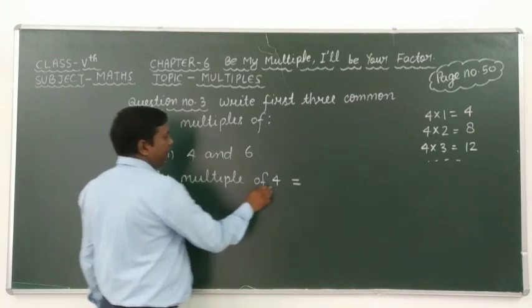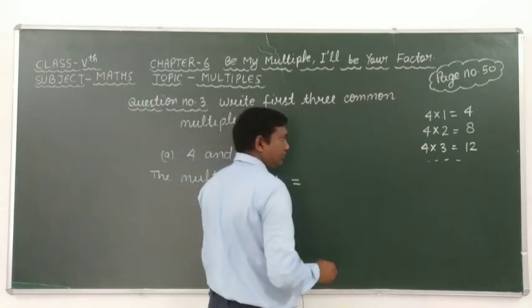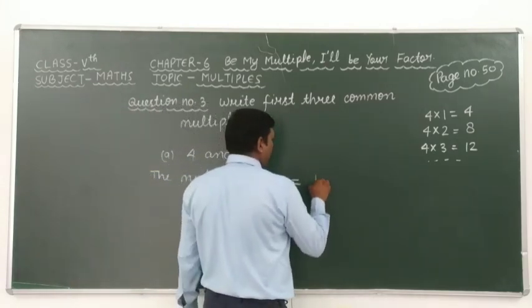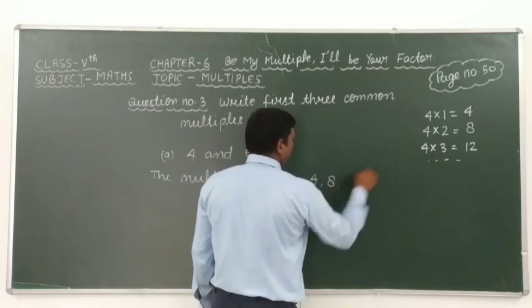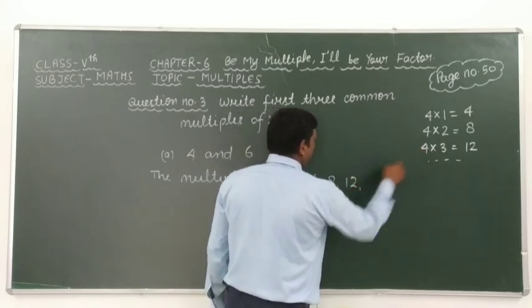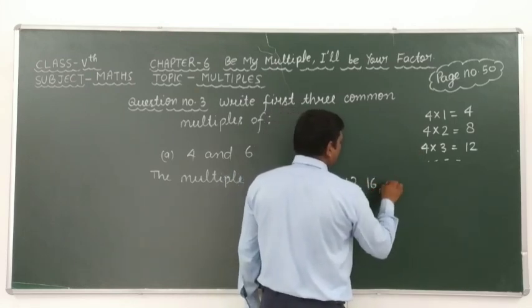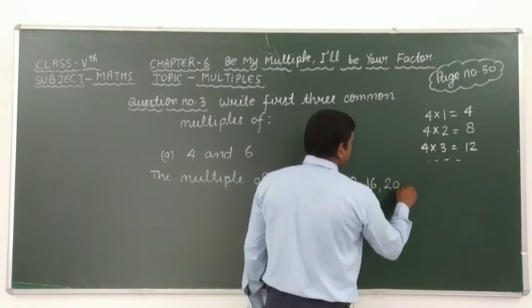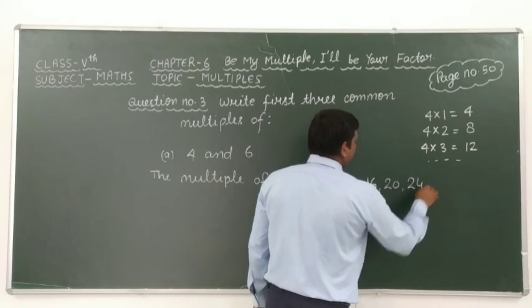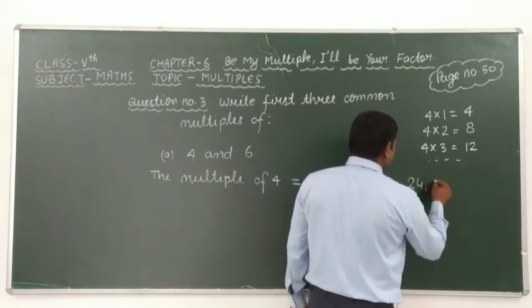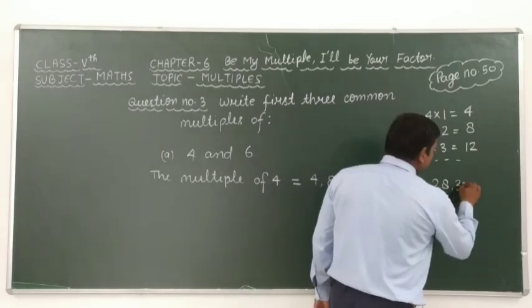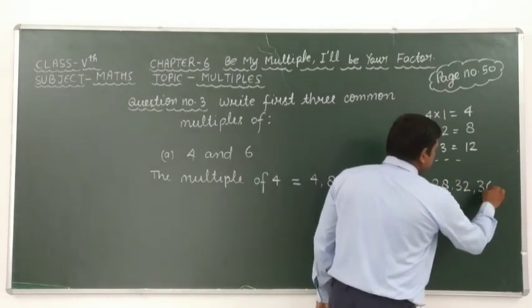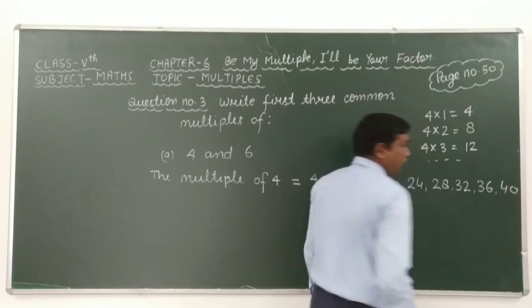Therefore the multiple of 4 is equal to 4 1 is 4, 4 2 is 8, 4 3 is 12, 4 4 is 16, 4 5 is 20, 4 6 is 24, 4 7 is 28, 4 8 is 32, 4 9 is 36 and 4 10 is 40.